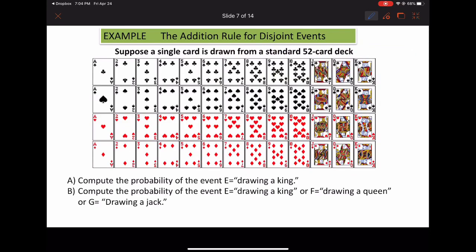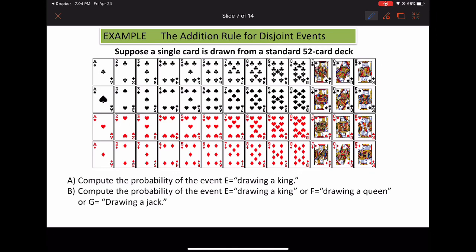I would like you to do this one. Once I give you the problem, I want you to calculate this yourself. Pause this video and then come back and we'll do it together. First, compute the probability of the event drawing a king. Then compute the probability of the event drawing a king or drawing a queen or drawing a jack. So go ahead and come back.